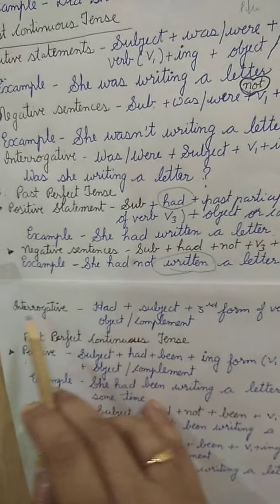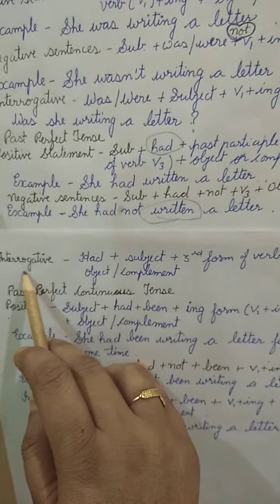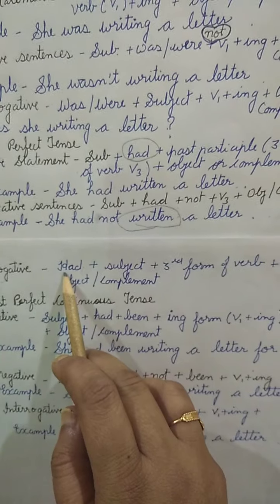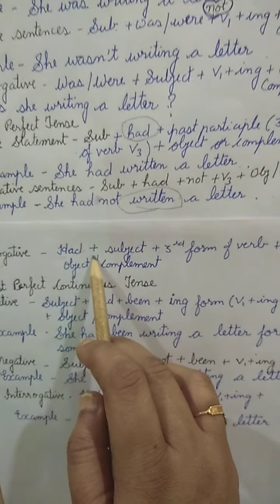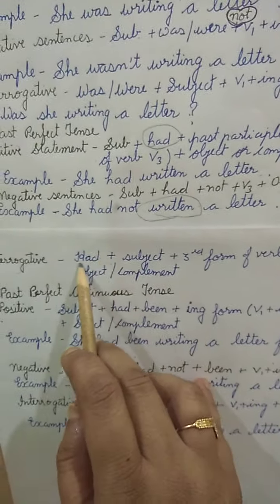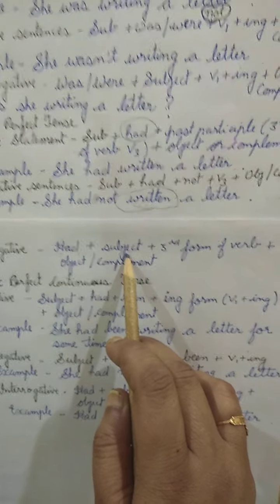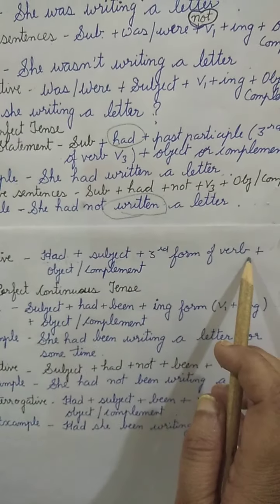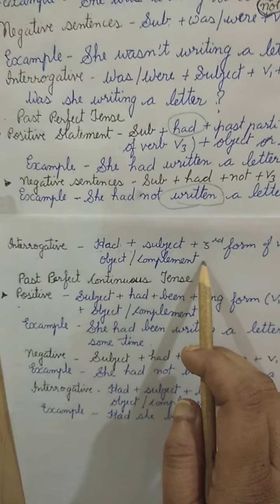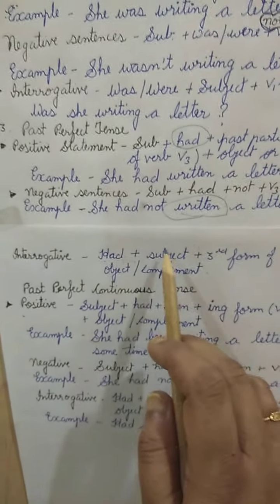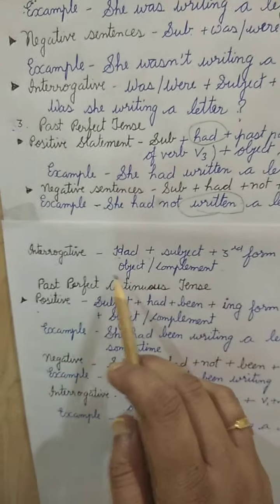Interrogative or the question form. Had will come in the beginning. The helping verb had will come in the beginning plus subject. After had, we are going to write the subject, then third form of verb, an object or complement. Had she written a letter?